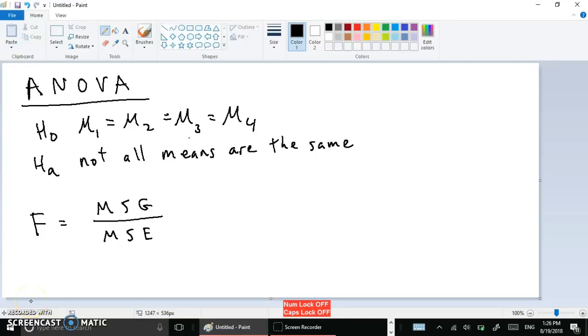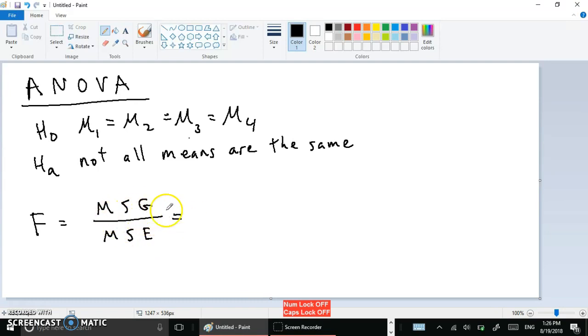When you're doing analysis of variance, your null hypothesis is always that all the population means are equal. Your alternate is just that they're not all equal, or at least one of the population means is different. And the test statistic is F, which is the mean square of the groups divided by the mean square of the errors. Real quick, what does this really mean?